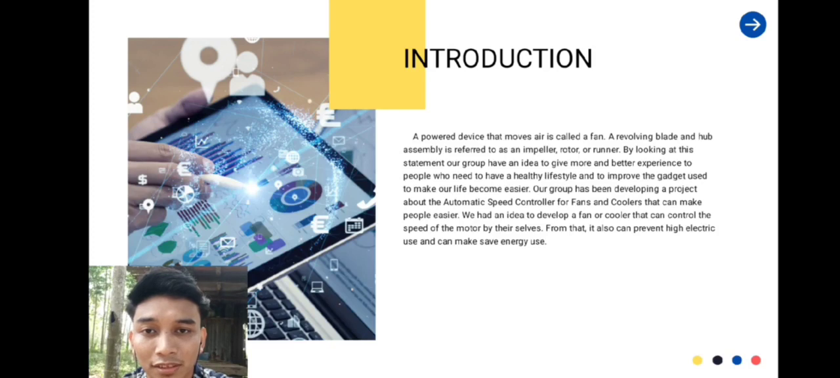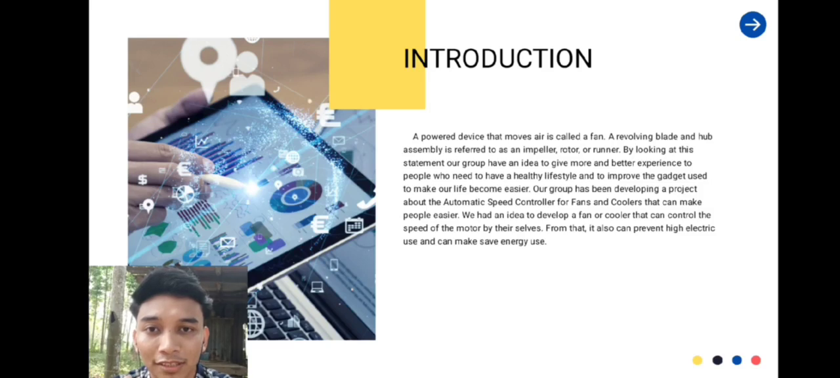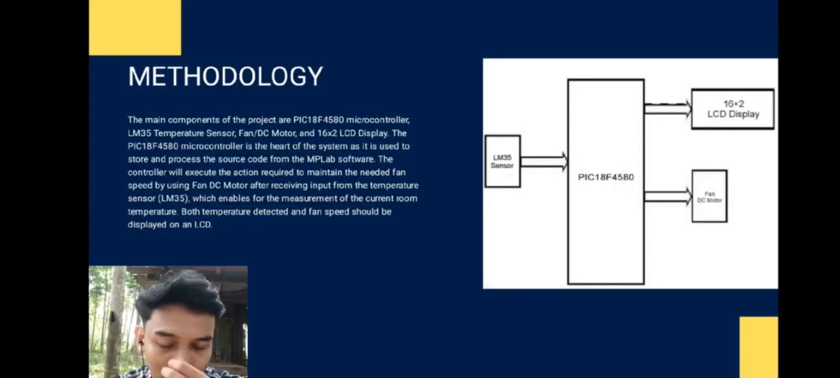Hence, our automated speed controller for fans and coolers is designed to address this issue. By using a temperature sensor and algorithms, the controller can detect the temperature in a room or space and adjust the fan speed accordingly. This means that the fan will only operate at the necessary speed to maintain a comfortable temperature, saving energy and could improve the gadget use to make our life easier.